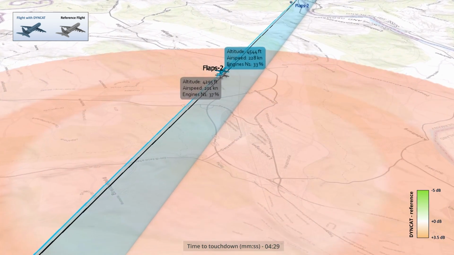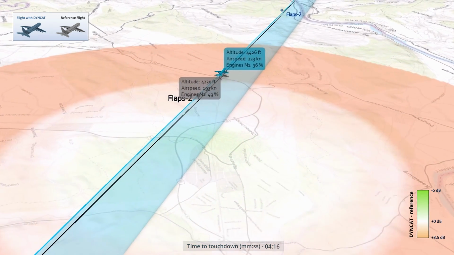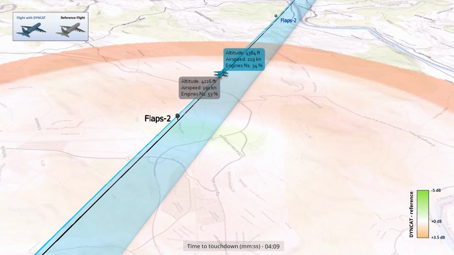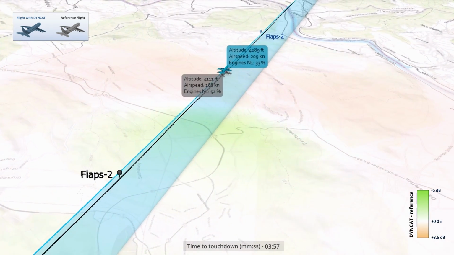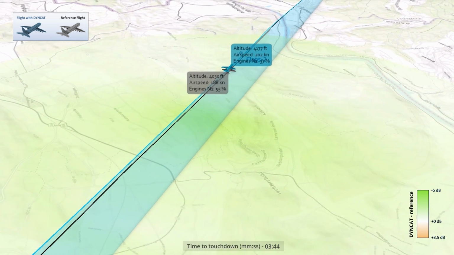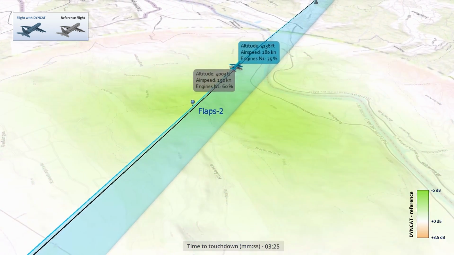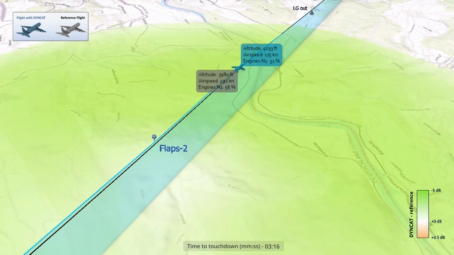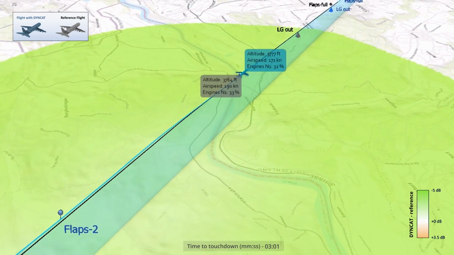We now see that for the reference flight, flap stage 2 is already extended, but at the same time, the thrust is increased. This is unfavorable from an energy as well as noise point of view and can be avoided by using DYNCAT. At this stage, the two aircraft produce the same amount of noise, although the DYNCAT flight is substantially faster. We see now that flap stage 2 is extended much later in the DYNCAT flight and the airspeed is decreasing. We are getting closer to the final approach stage.